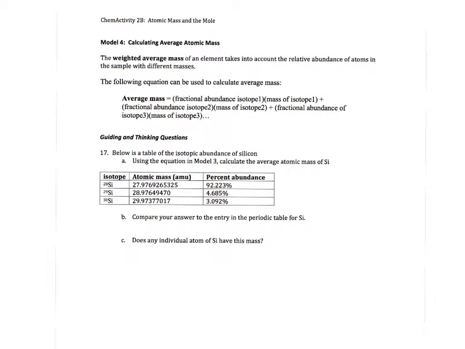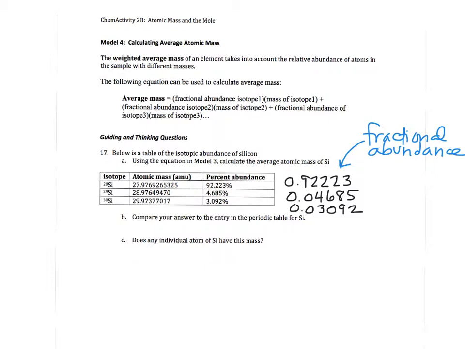In question 17 we see a table of the isotopic abundance of silicon. Silicon has 3 different isotopes, and we want to use the equation, it says Model 3 there, but it should be Model 4, to calculate the average atomic mass of silicon. Let's do one thing before we get started with the equation. We're given the abundance in a percentage, and I want to convert those to fractional abundances, because in the equation I need to use the fractional abundance.